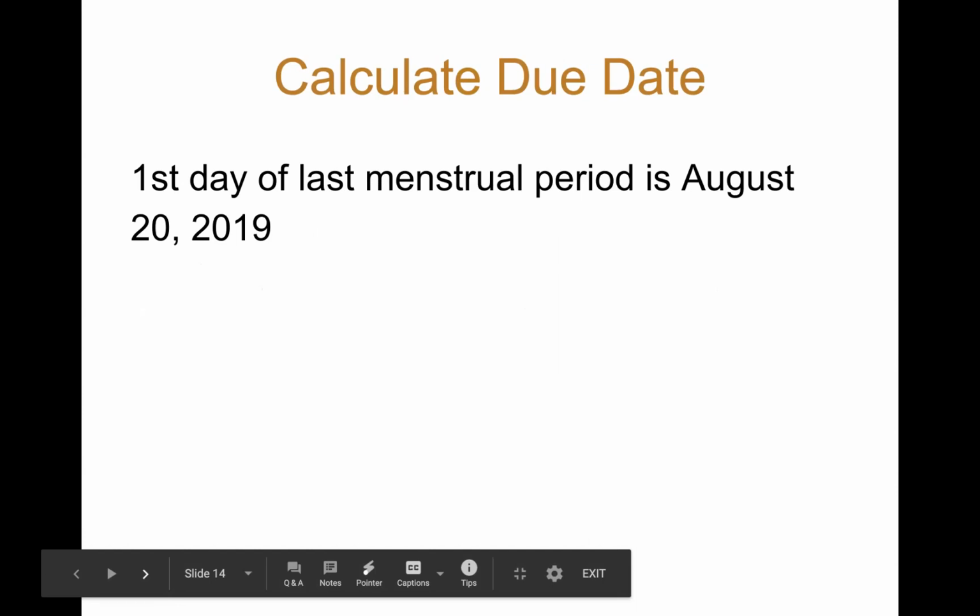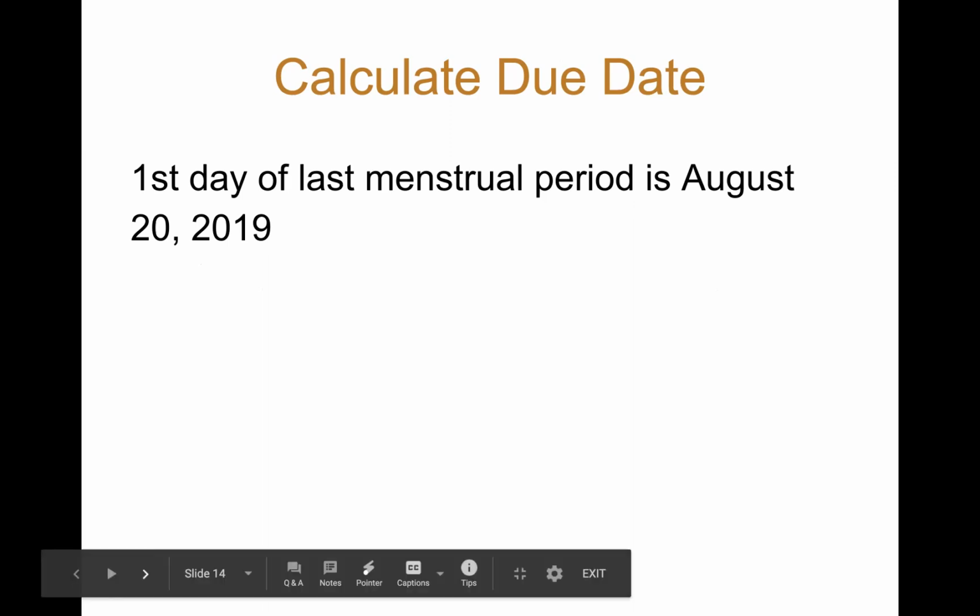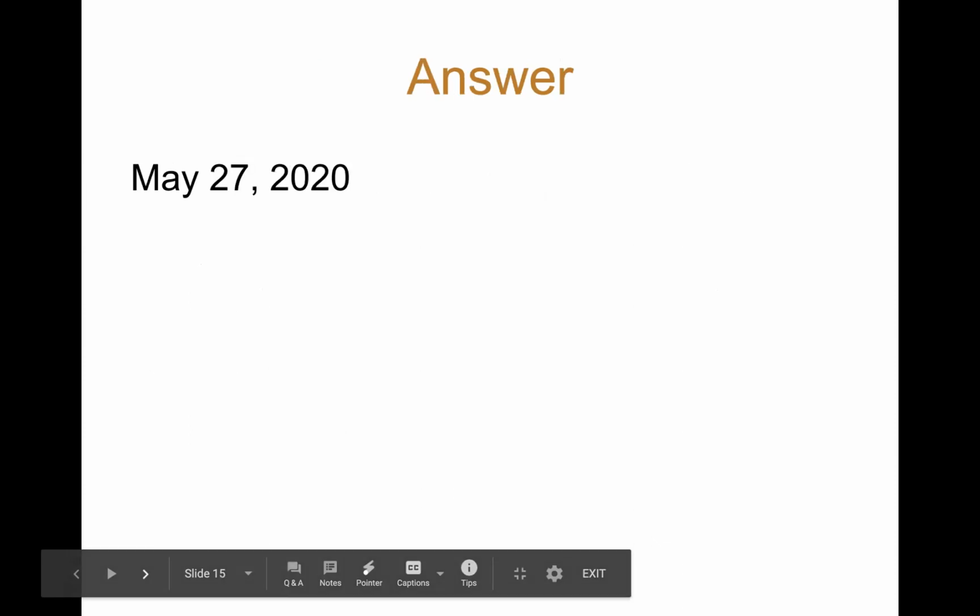You're going to calculate the due date. First day of last menstrual period is August 20th, 2019. Go ahead and pause. And the answer is May 27th, 2020.